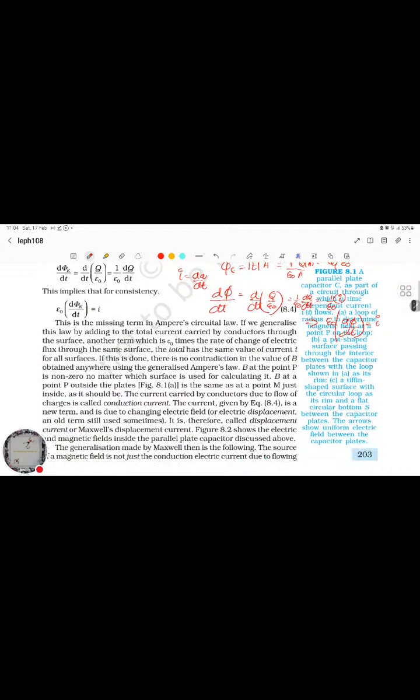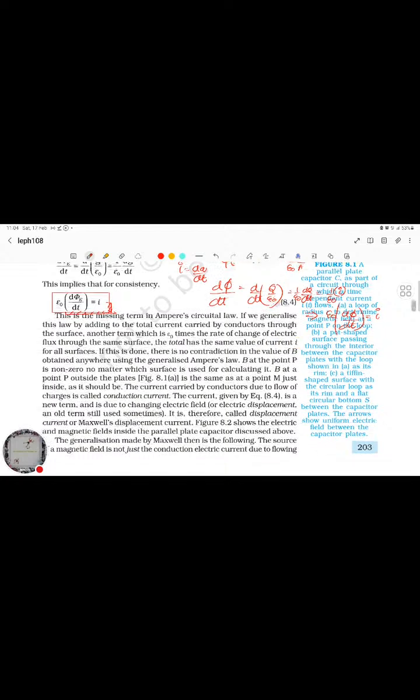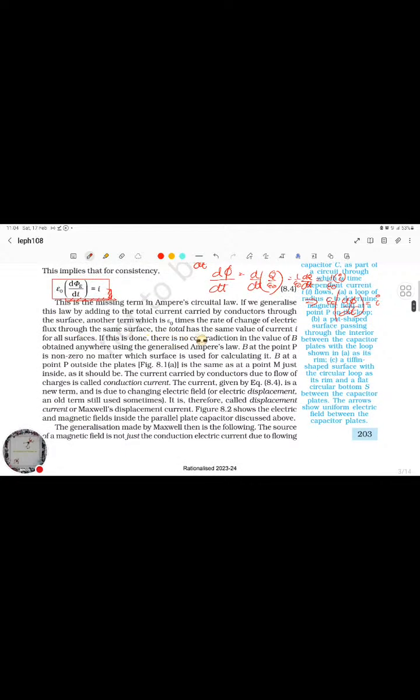So that implies, for consistency, the extra current that we are obtaining is epsilon naught times d phi E by dt. So this is the missing term in the Ampere circuital law. If we generalize this law by adding to the total current carried by the conductors through the surface another term, which is epsilon naught times the rate of change of electric flux through the same surface, the total has the same value of current I for all surfaces.